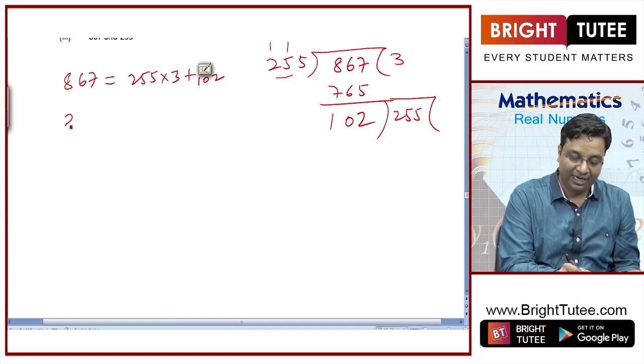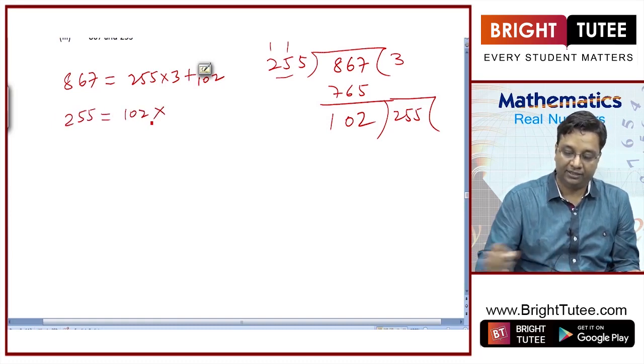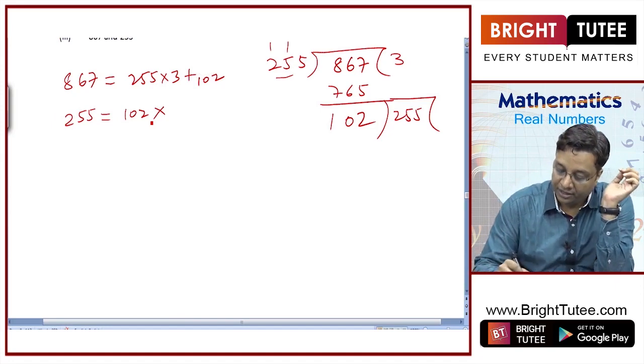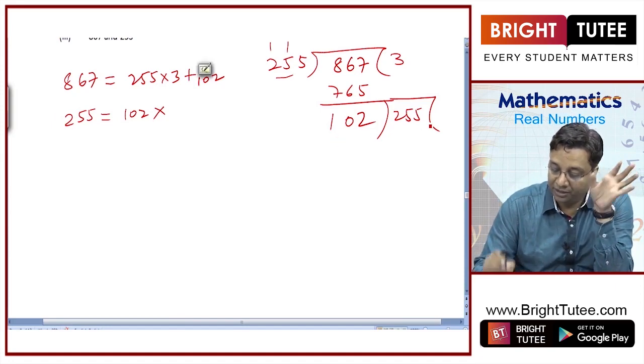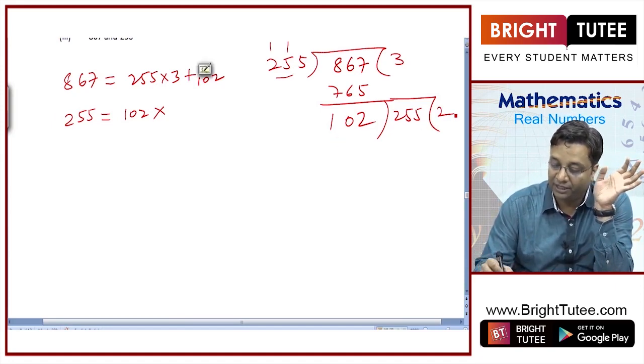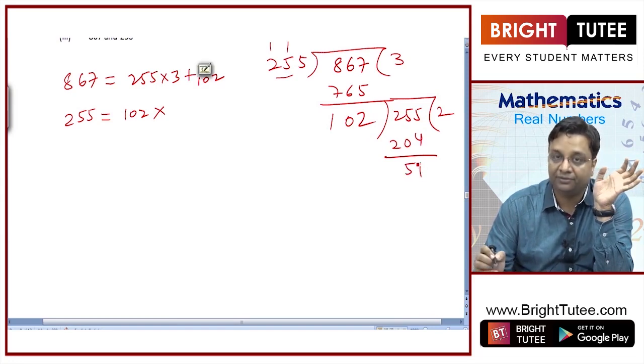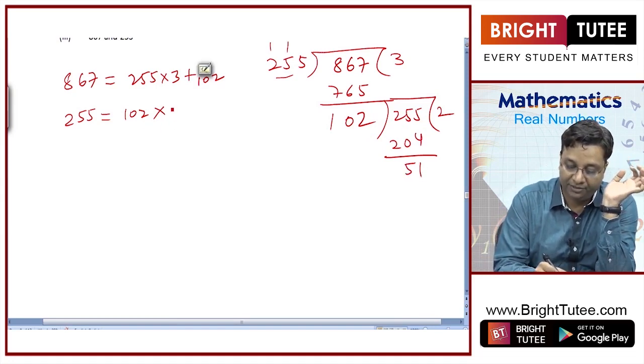Now in the next step, I will divide 255 by 102 and see what it gives us. If I multiply it by 3, it will be bigger than 255, so let's multiply it by 2. Then it will give us 204. Hence the remainder is 51. So this step gives us 255 equals 102 into 2 plus 51.